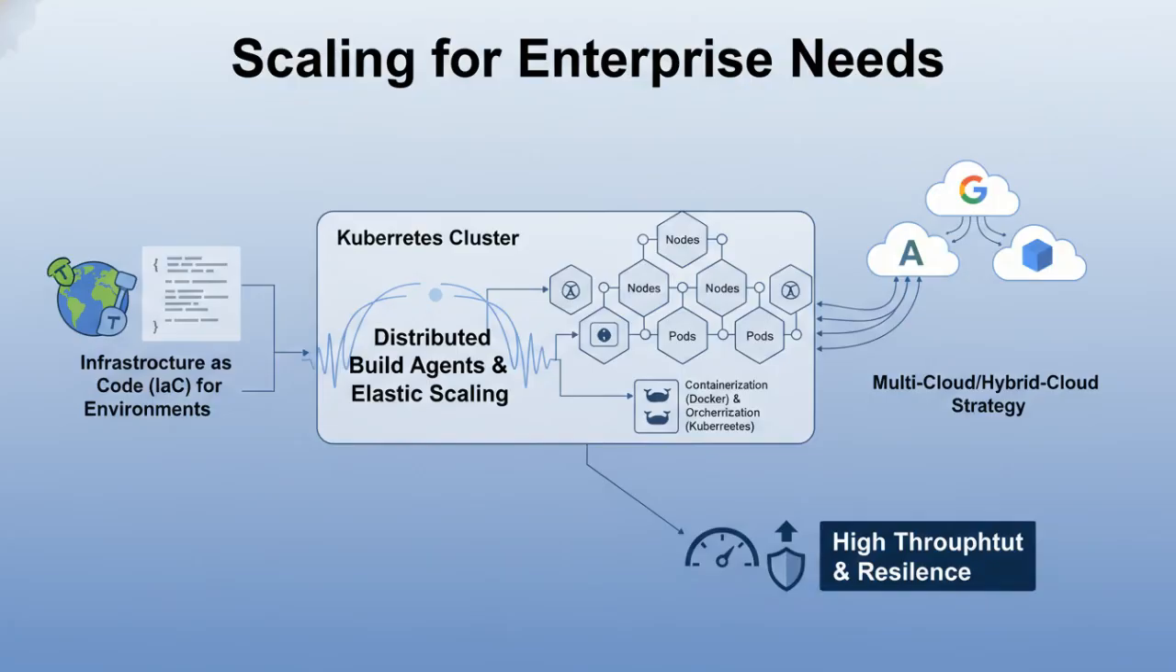For large organizations, scalability and resilience are non-negotiable. This means designing pipelines that can handle a high volume of concurrent builds and deployments. Distributed build agents and cloud-native services offer elastic scaling. Infrastructure as code (IaC) is critical for provisioning and managing environments reproducibly and at scale, often utilizing tools like Terraform or Ansible. Containerization technologies like Docker and orchestration platforms like Kubernetes provide consistent environments from development to production, and enable efficient resource utilization.